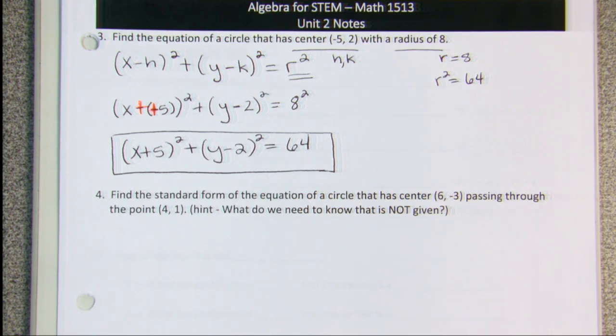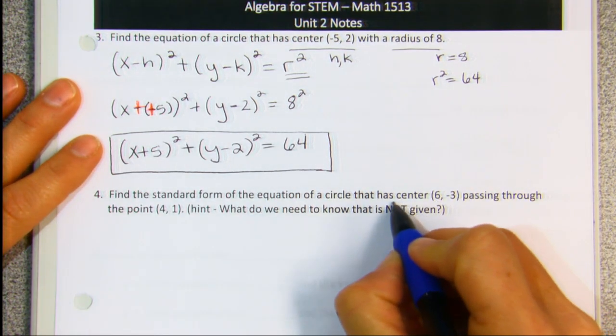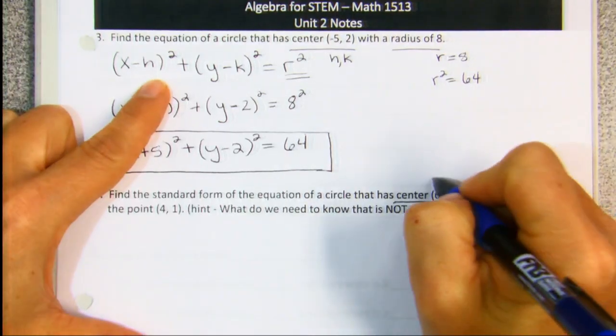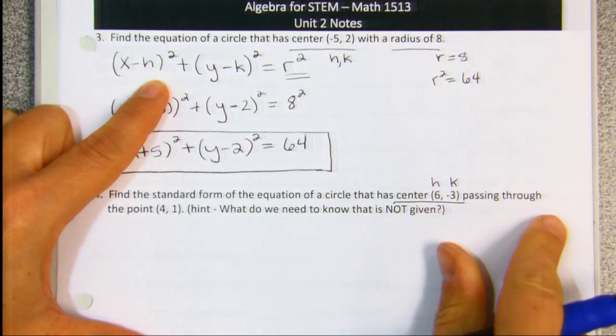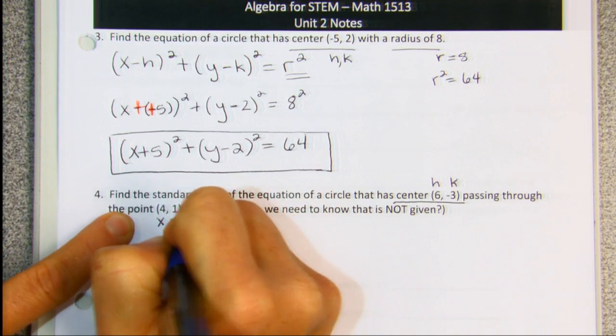But number 4 makes you think a little bit outside the box. Anytime you know everything but one variable, you can always find whatever it is, even if it's not given to you like you're used to seeing it. So number 4 says, find the standard form of the equation of a circle that has the center of 6, -3, so those are our h and k's, passing through a point. So this is an x and a y.